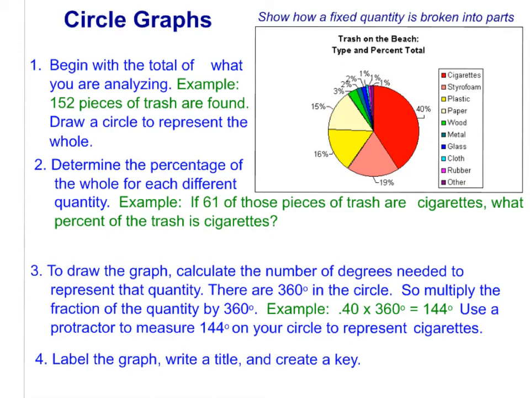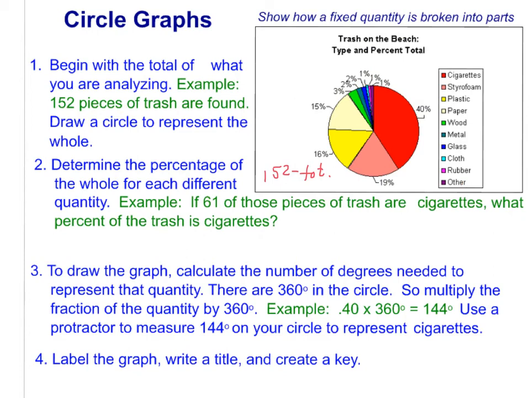Now, in order to set up and create your own circle graph, you're going to have to do a little bit of calculating. So let's look at how that works. How would you do that? First, you'd begin with the total of what you're analyzing. So let's say in our data for this circle graph, 152 pieces of trash were collected. So that's our total. 152 is the total pieces of trash. We're going to then draw a circle with a compass to represent the whole, all 152 pieces of trash.